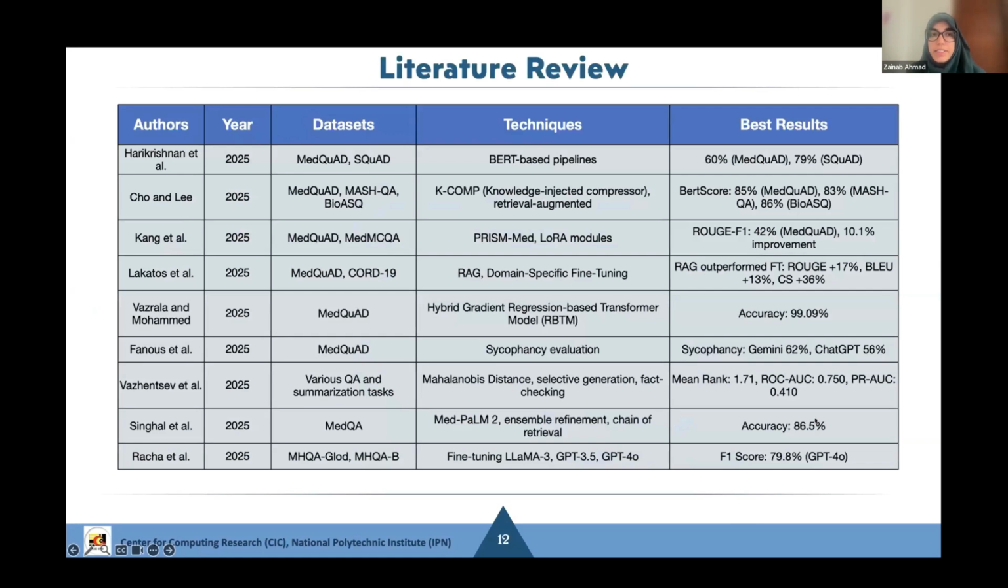Here we have presented the recent literature, which is from 2025, to present the importance of the problem, like how many people are still working on the problem. And we can see the most commonly used dataset is MedQuAD, along with other corpora as well, of course. Different techniques are performed like RAG, IR, fine-tuning, along with the LoRA modules, etc. And we have their corresponding results as well.